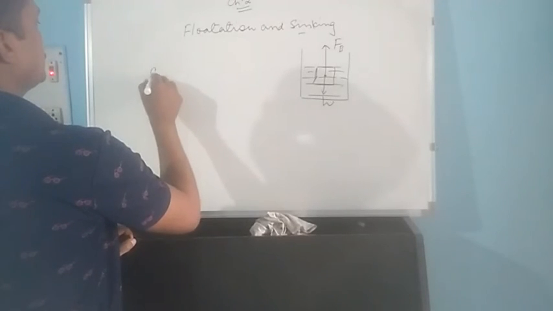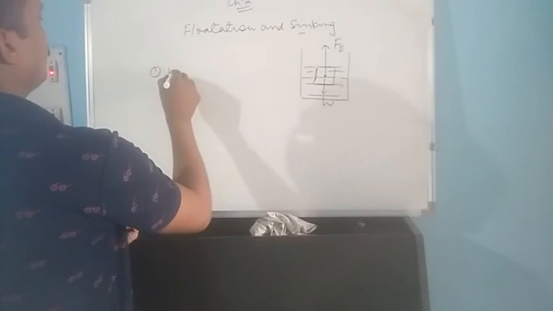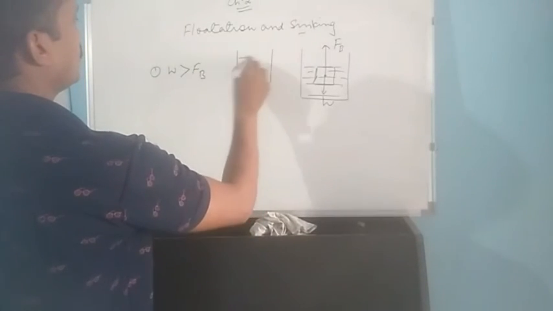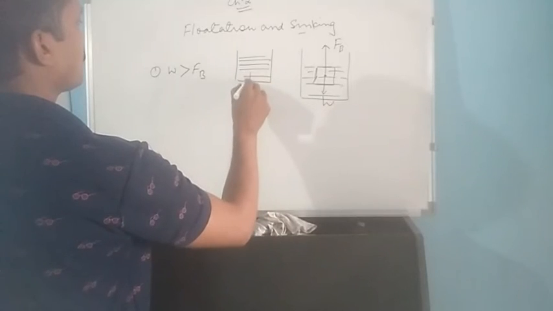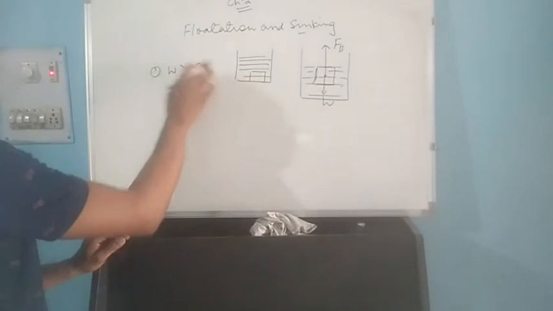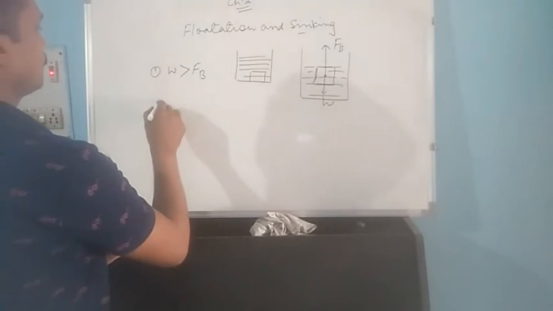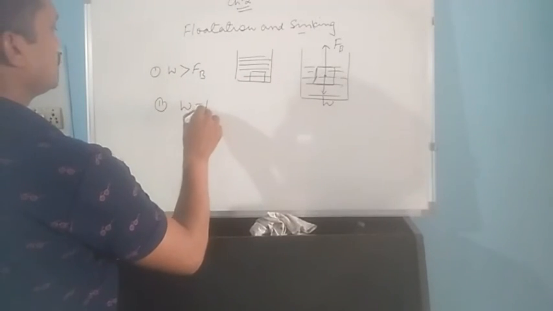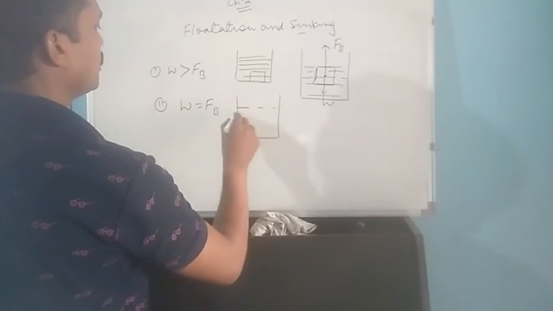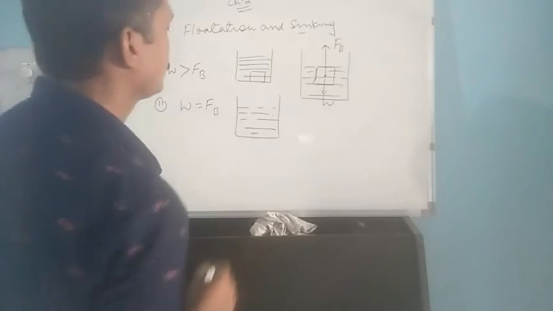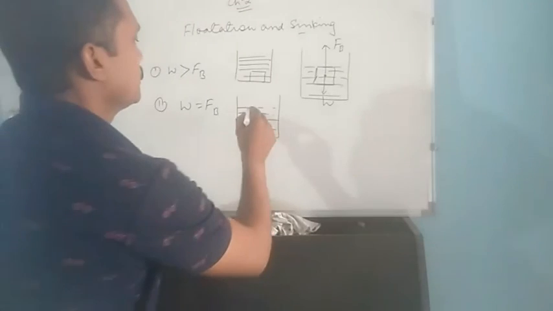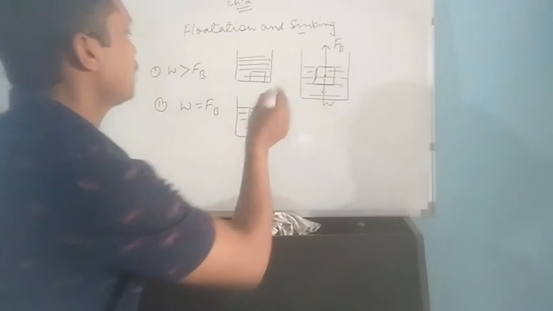There are some conditions. If the weight of a body is more than the upthrust, then the body will completely sink. When the weight of a body is equal to the upthrust, then the body will float with all its part inside water.